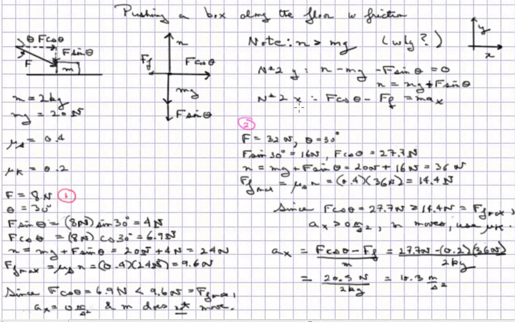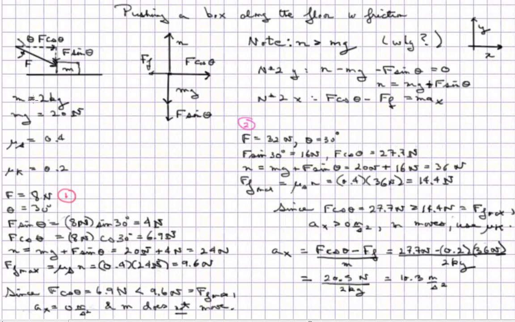In the x direction now, the x direction gives me an equation that the net force in the x direction is F cosine theta minus whatever frictional force I have. And that's, by Newton's second law, going to be equal to m times a sub x. So let's consider two cases. Let's consider case 1, where, as you will see, m does not move, and case 2, which I've chosen the numbers so that m will actually accelerate.